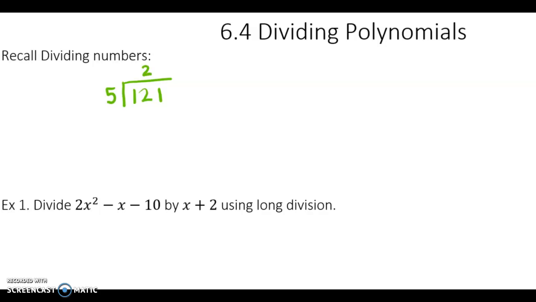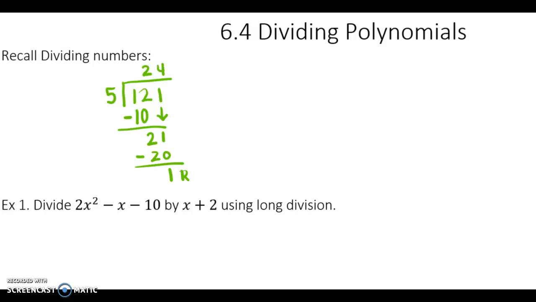And then you're going to multiply the 5 and the 2, which gives you 10. Then you subtract here. So 12 minus 10 is 2. And then you're going to bring down the 1. So how many times does 5 go into 21? 4. And then you're going to multiply the 4 times the 5. You get 20. Subtract. You get 1, which is your remainder.